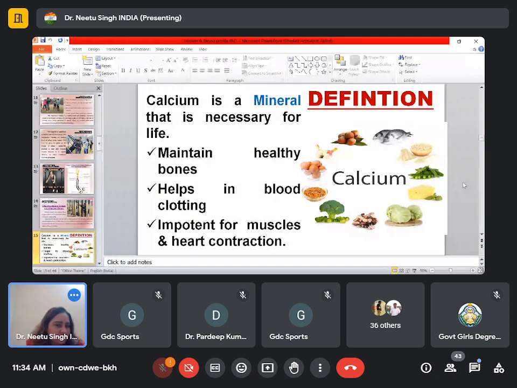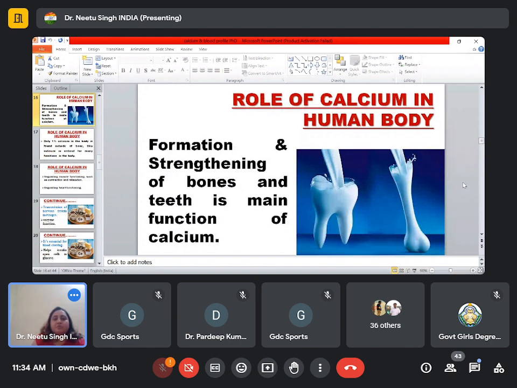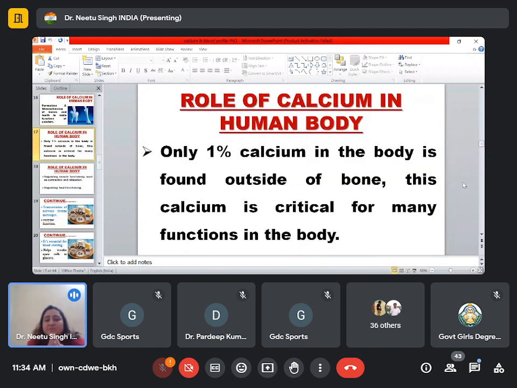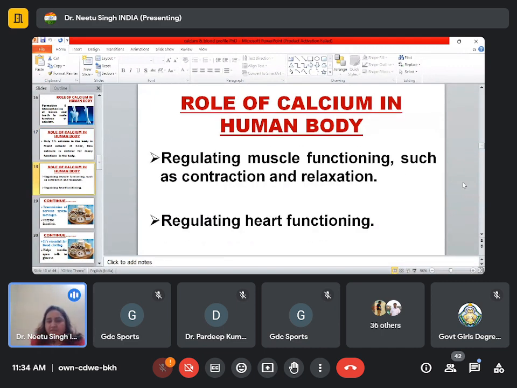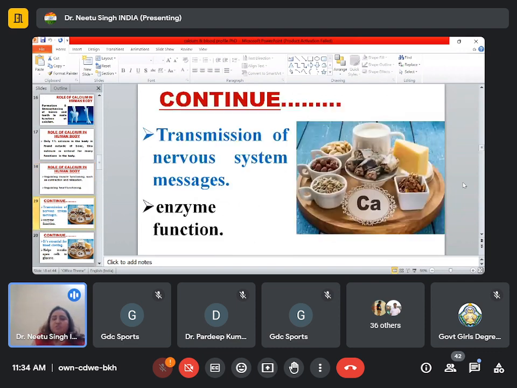Now we'll talk some about calcium. Calcium is a mineral which is very important for our health, and it maintains healthy bones. It's important for blood clotting. I'll just take a few points because we have only 10 minutes. Formation and strengthening of bones and teeth is the main function of calcium. Only 1% of calcium in the body is outside our bones, and this 1% is also very crucial for various functions of the body, like muscle contraction and relaxation, functioning of the heart, transmission of the nervous system, and enzyme function.